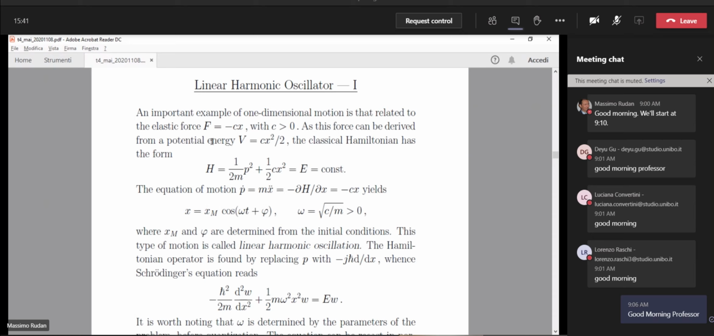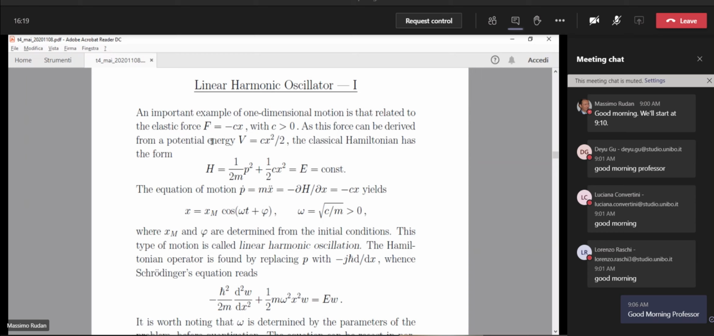And we assume that the force, you can see it in the second line of the page, the force is proportional to x with a negative factor, okay? So the force can be written as minus c times x. C is a positive constant that is called the elastic constant.